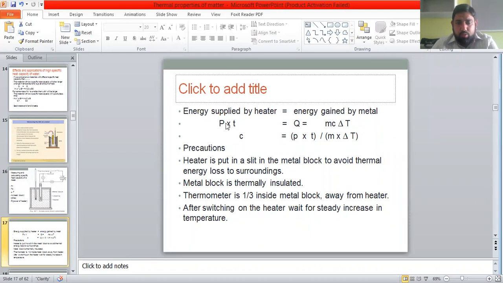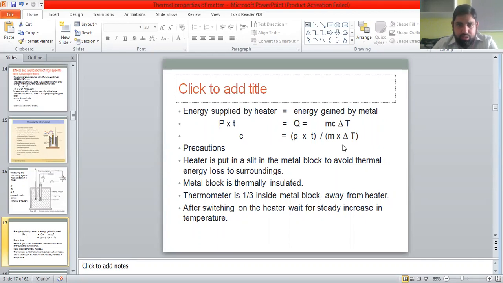Okay, so you can look at these data which we can collect. Power of the heater is given to you. Time is for which we have switched on the heater, and power into time is the thermal energy provided by the heater, which equals Q = mcΔθ. m is the mass of the metal block, which you can measure from the digital balance. c is what you have to calculate, and Δθ is the temperature change. So make c the subject: c = P×t / (m×Δθ). That will give you the specific heat capacity of that metal block. So I guess that's easier.